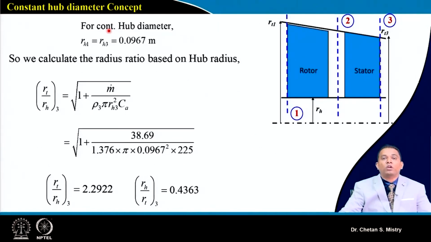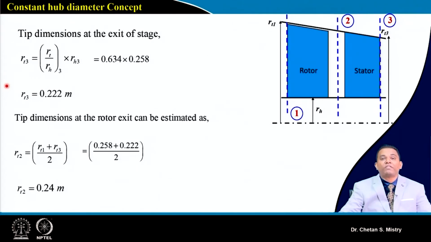Now once we know this hub diameter, based on the continuity equation we can calculate the ratio of hub to tip, and that is coming 0.4363. Once we understand the dimensions for the hub diameter, based on this ratio we can calculate my tip diameter, which gives 0.22 meter. So if we draw our passage, this is my hub diameter and this is my tip diameter.